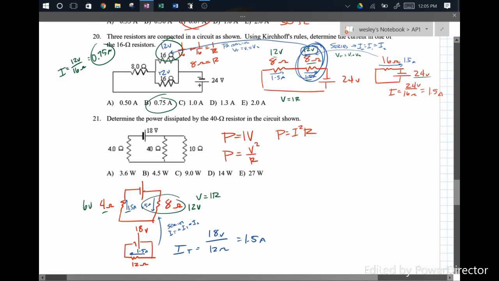And that's just a combination of things in parallel. Well, in parallel, voltage is equal to the individual voltages. So I have 12 volts here, and I have 12 volts here. So if I want power, let's go with this one. It's going to be the voltage 12 squared divided by the resistance of 40.